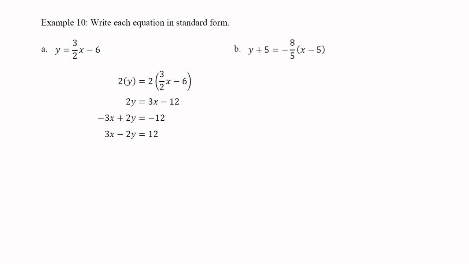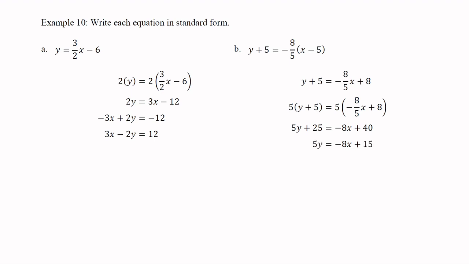Now let's take a look at an equation in point-slope form. We're going to start by distributing our -8/5 through the parentheses. So that gives us -8/5 x + 8. Now we need to multiply everything by the denominator, so everything gets multiplied by 5. So that gives us 5y + 25 on the left side, -8x + 40 on the right side.